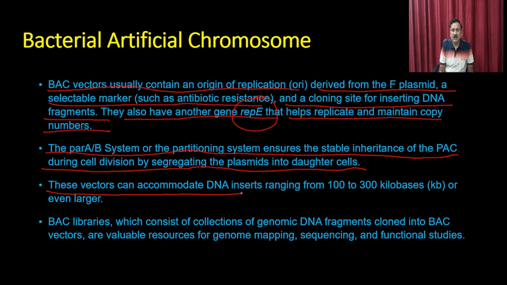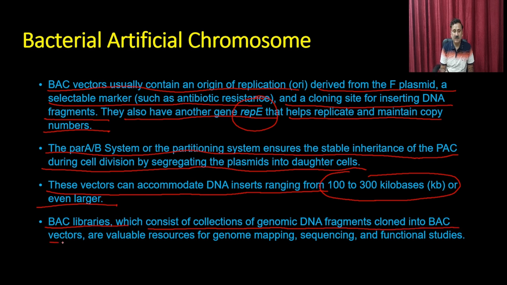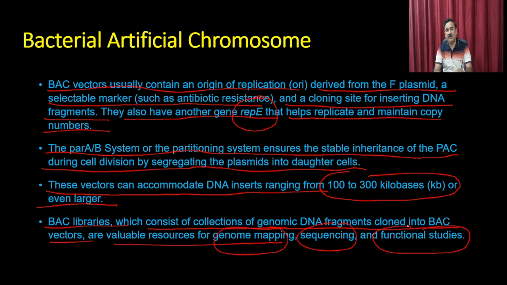These vectors can accommodate DNA inserts ranging from 100 to 300 kilo base pairs or even larger. BAC libraries, which consist of collections of genomic DNA fragments cloned into the BAC vectors, are a valuable resource for genome mapping, sequencing and functional studies. You will understand when we discuss the genomic libraries, the usage of the YAC and the BAC in that. At that time you will understand how valuable these two vectors are.